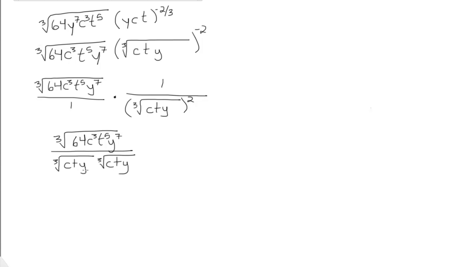So we're going to multiply these two together. That gives me the cube root of 64 c cubed t to the 5th y to the 7th over the cube root of c squared t squared y squared. Now, since I have a rational expression with the same roots, so they both have cube roots, I can simplify just like any other rational expression. So I'm going to cancel out two c's, I'm going to cancel out two t's, and I'm going to cancel out two y's.